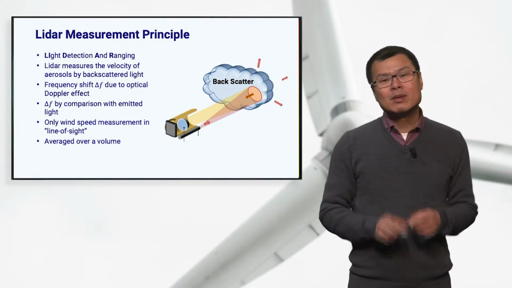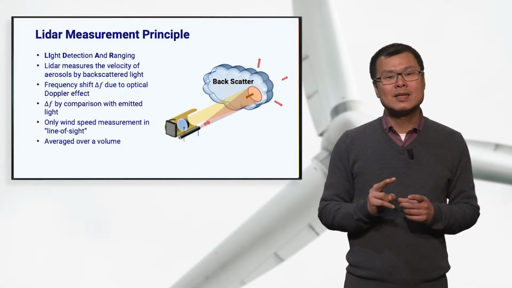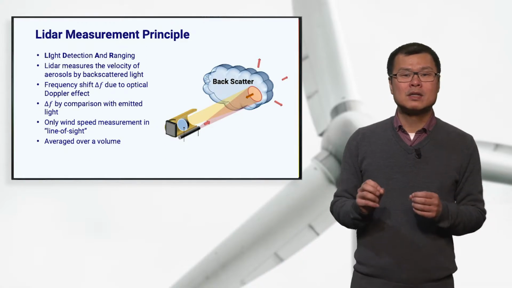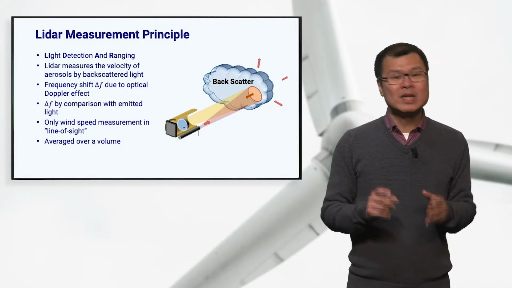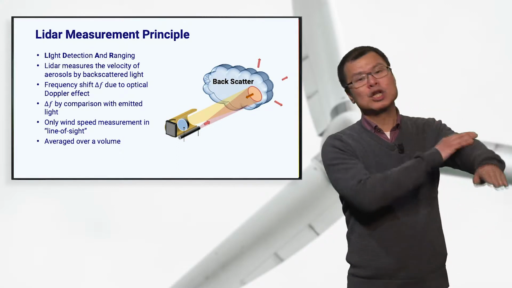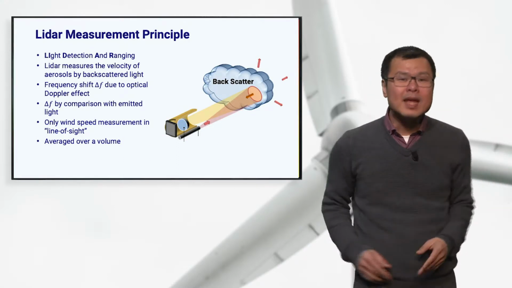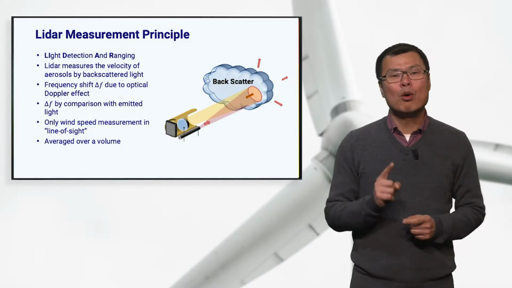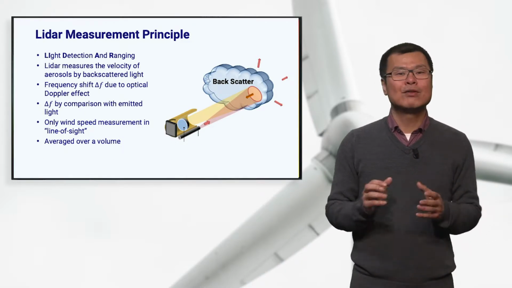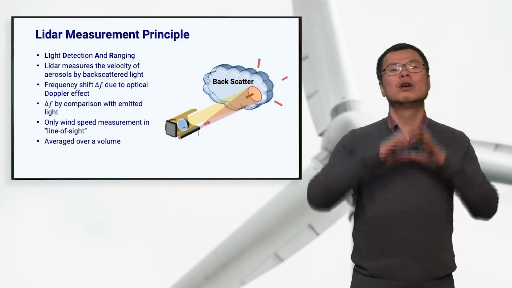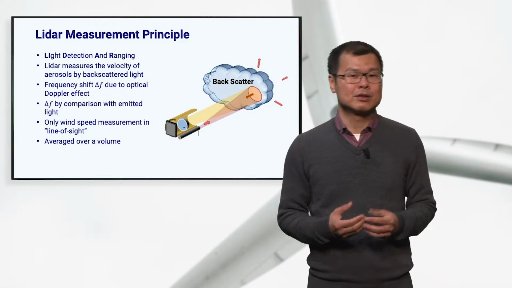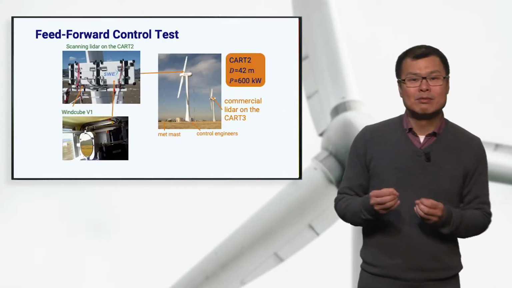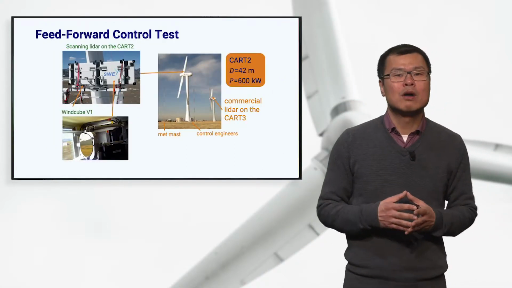We need to remember 2 different important things of the LiDAR measurement. First, it measures the line of sight wind speed, which is the wind speed vector projection on the laser beam. Second, it's not a point measurement, but an average of the wind speed over a volume. So what can we do with this new sensor? We can, for example, improve the control of the wind turbine.